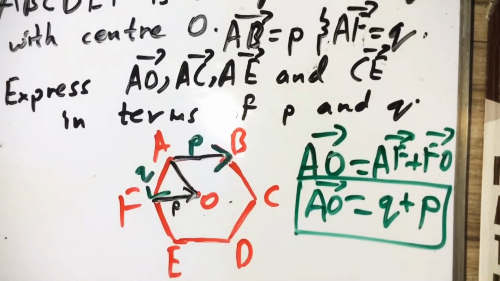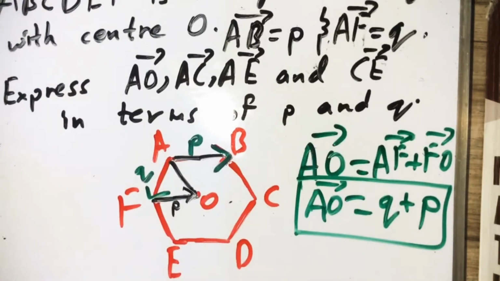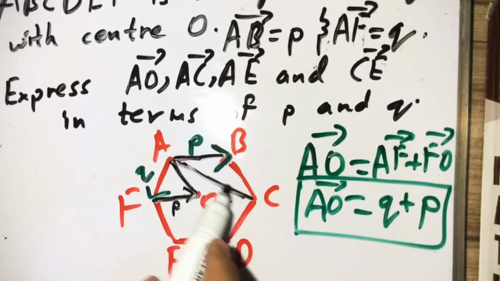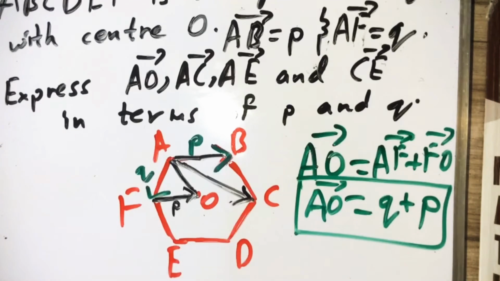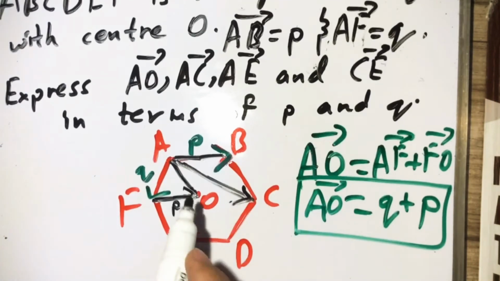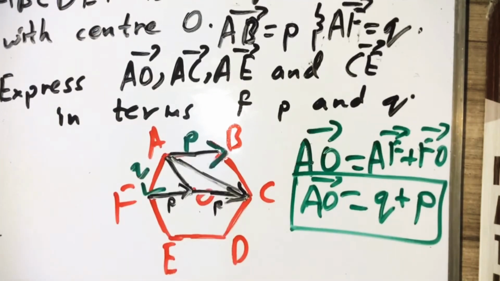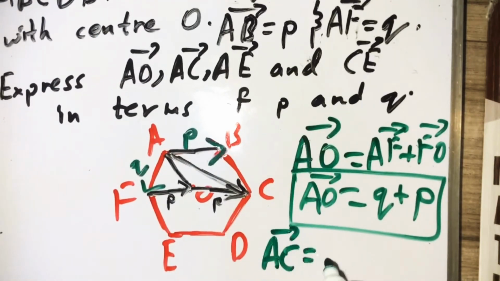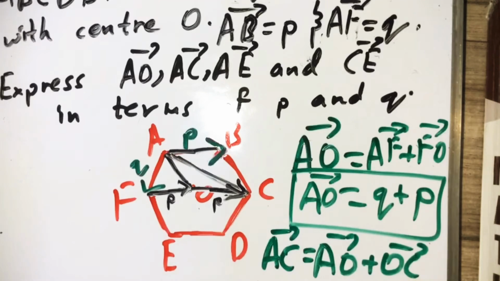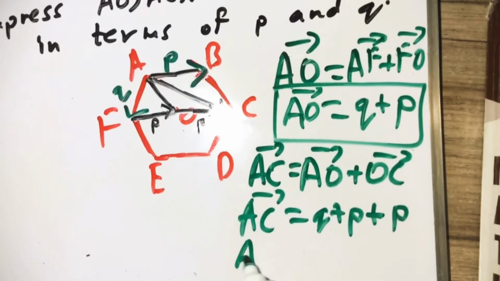Now next is AC. AC is this length. We have AO as Q plus P and OC will again be equal to P. So AC equals AO plus OC, therefore AC equals AO, which we found as Q plus P, plus OC, that is P, so AC equals Q plus 2P.